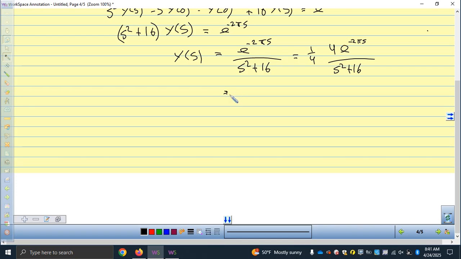So we get 1/4 sine of 4 times t minus 2 pi times the unit step function of t minus 2 pi. And the sine of 4 times t minus 2 pi is the same as the sine of 4t.